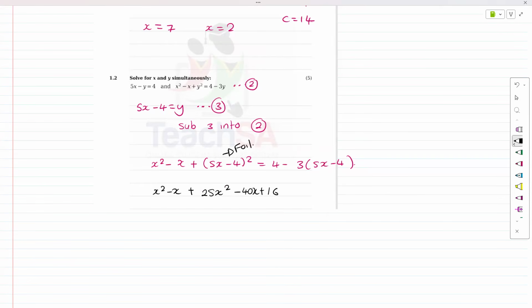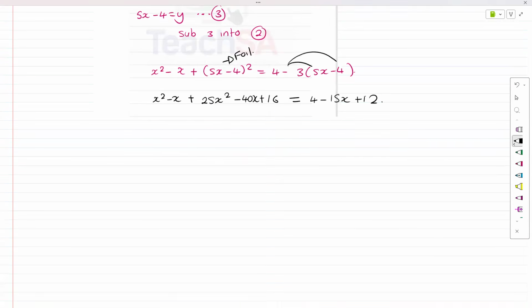Okay, but we'll double check, right? I just took a chance just to see if I got it right, but just for fun, guys. So this is minus 15x, and that's plus 12x. And yeah, let's start to add up the like terms. If we add up the like terms, we end up with 26x squared.